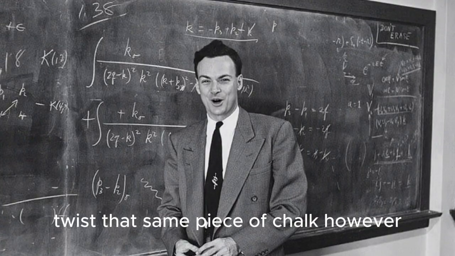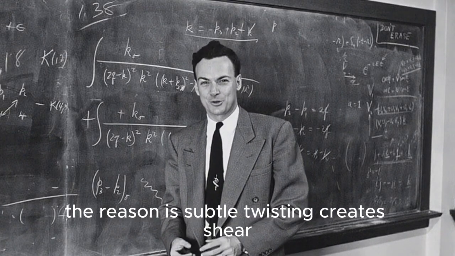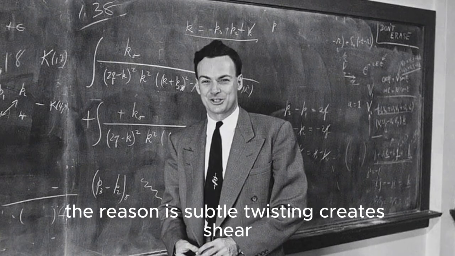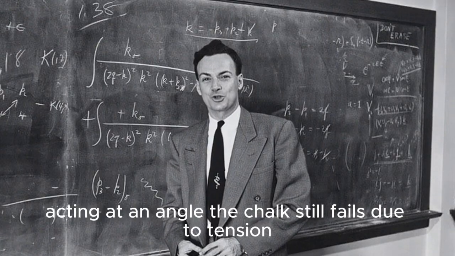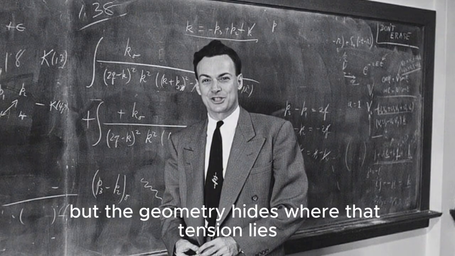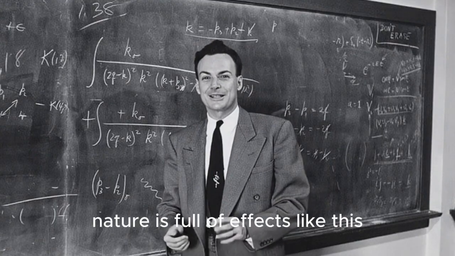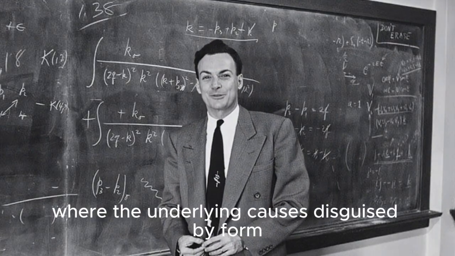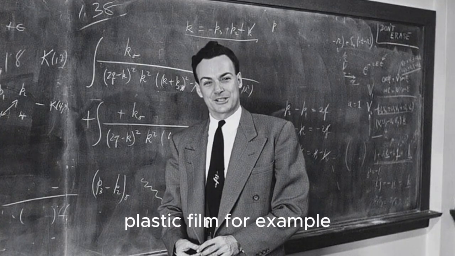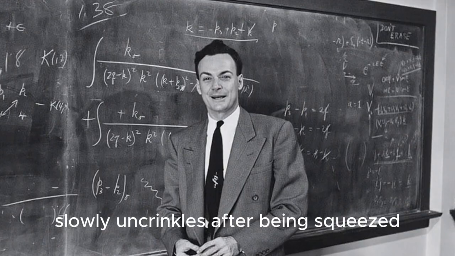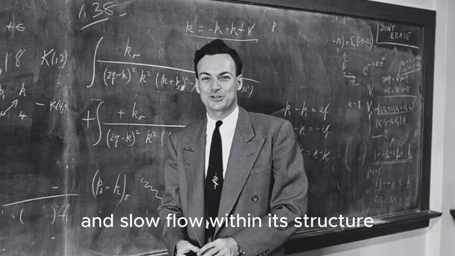Twist that same piece of chalk, however, and it breaks along a spiral roughly at a 45-degree angle. The reason is subtle. Twisting creates shear, and mathematically, shear can be rewritten as tension acting at an angle. The chalk still fails due to tension, but the geometry hides where that tension lies. Nature is full of effects like this, where the underlying cause is disguised by form. Some materials behave in even more surprising ways. Plastic film, for example, slowly uncrumples after being squeezed. It seems to remember its shape because of internal resistance and slow flow within its structure.